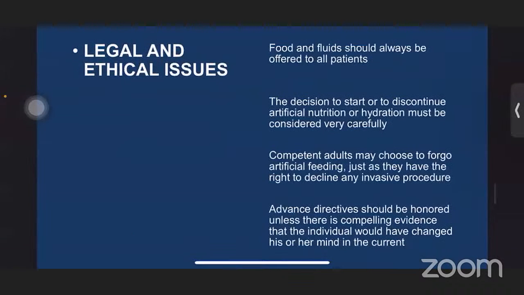Coming to the legal and ethical issues, food and fluids should always be offered to all patients. The decision to start or discontinue artificial nutrition or hydration must be considered very carefully. Competent adults may choose to forego artificial feeding, just as they have the right to decline any invasive procedures, like do not resuscitate orders. Advance directives should be honored unless there is compelling evidence that the individual would have changed his or her mind in the current situation.